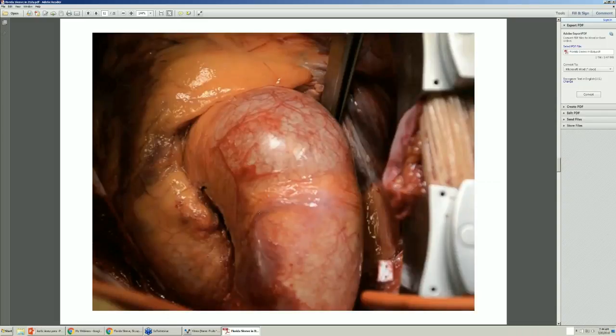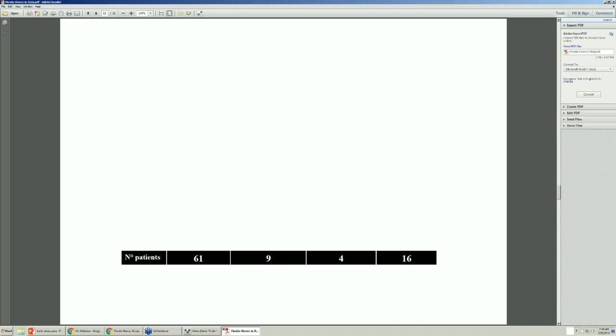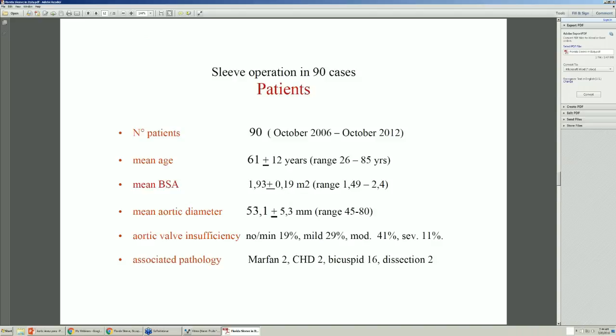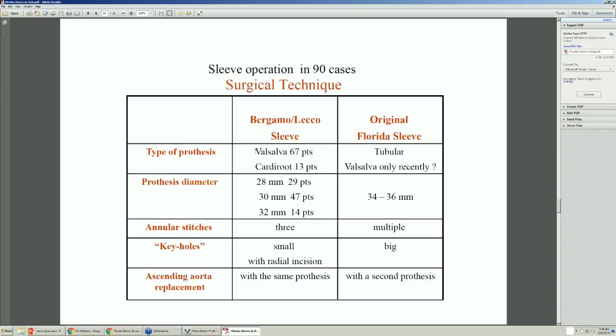This is the ascending aortic aneurysm, and they did the sleeve on 90 patients. They had some people with Marfan's disease, bicuspid valve, some dissection. The mean aorta was 53, body surface area 1.93, mean age 61, 26 to 28, so you're not an outlier. And here's the type of prosthesis that was used. Prosthesis diameter, annular stitches, the original Florida sleeve.